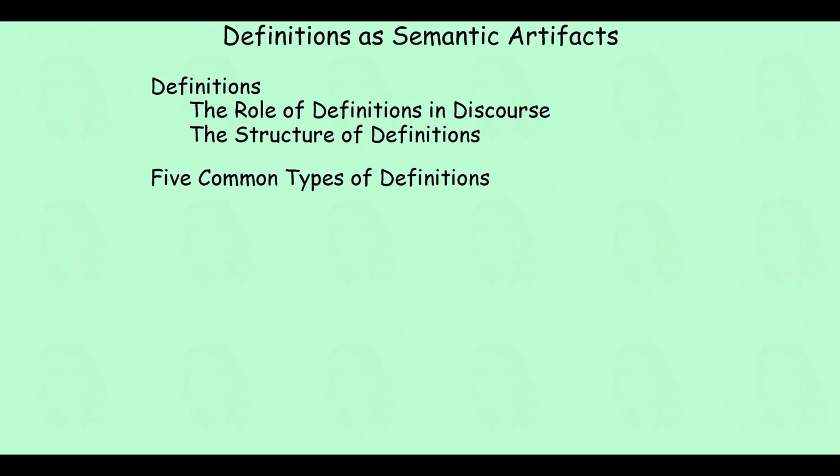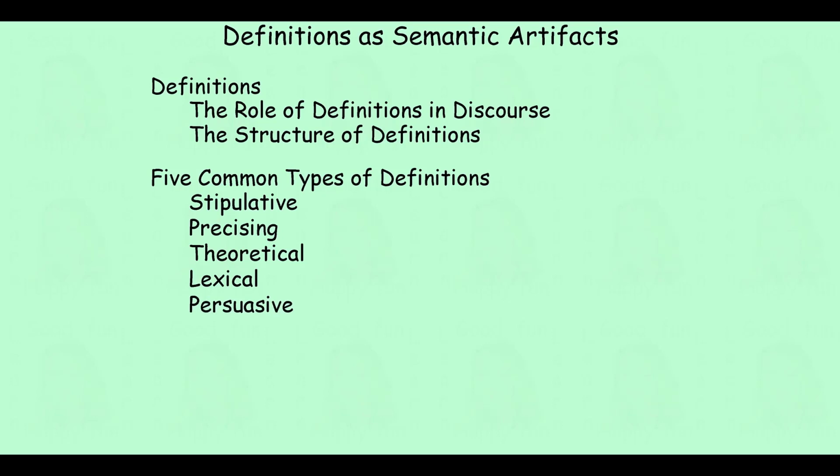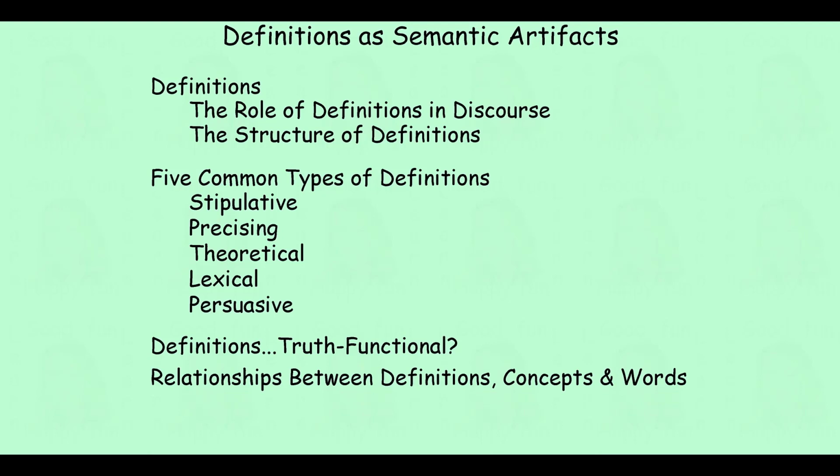And we'll talk about 5 common types of definitions. All of these definitions fix meaning, but they also have an additional goal, an additional thing that they want to accomplish. So we'll talk about stipulative definitions, precising definitions, theoretical definitions, lexical definitions, and persuasive definitions. Then we'll talk a little bit about whether or not definitions should be understood as truth functional. Are they true or are they false? Are there contexts in which we should construe them as true and false, and contexts where we shouldn't, and so on? And then we'll end this lecture by talking about the relationships between definitions, concepts, and words.